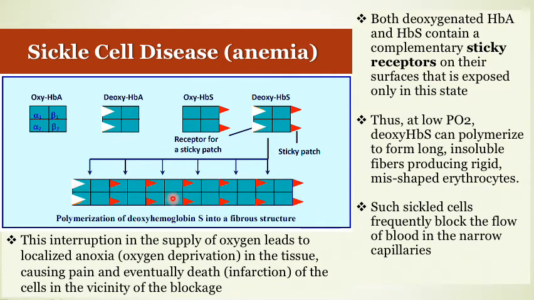Such sickle RBCs will block the blood vessels and lead to interruption of the blood supply, and this leads to a decrease in the supply of oxygen to the tissue. It looks like a thrombus, and the tissue will die, leading to infarction, necrosis, and death of the tissue. At the same time, this polymer will give the RBCs a rigid structure, so the RBCs will be ruptured and destroyed in the spleen, and hemolysis of the blood occurs in the spleen.